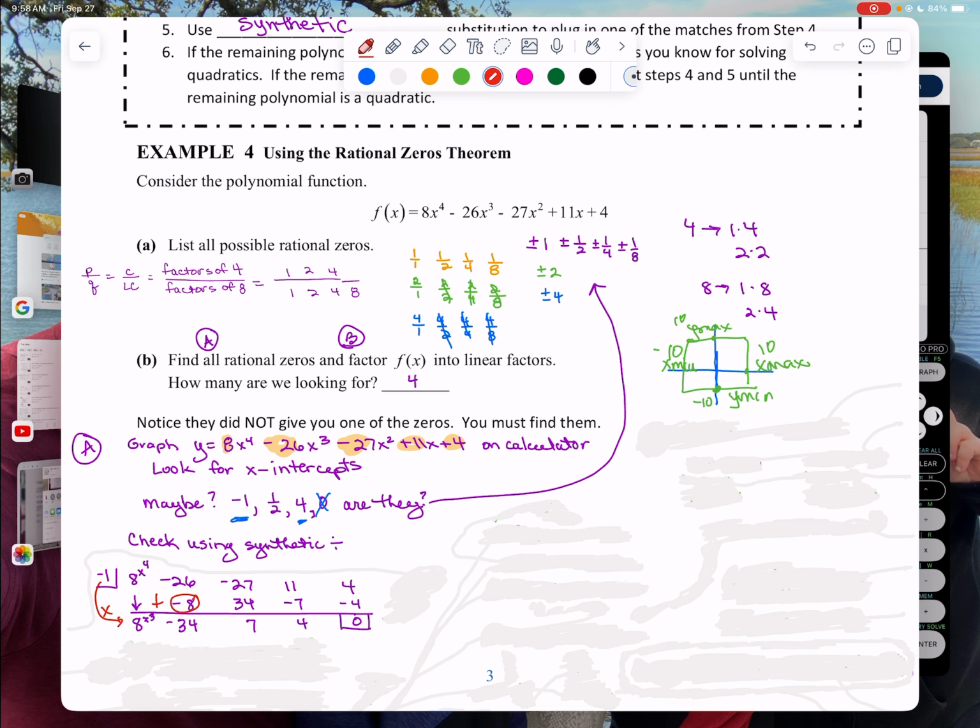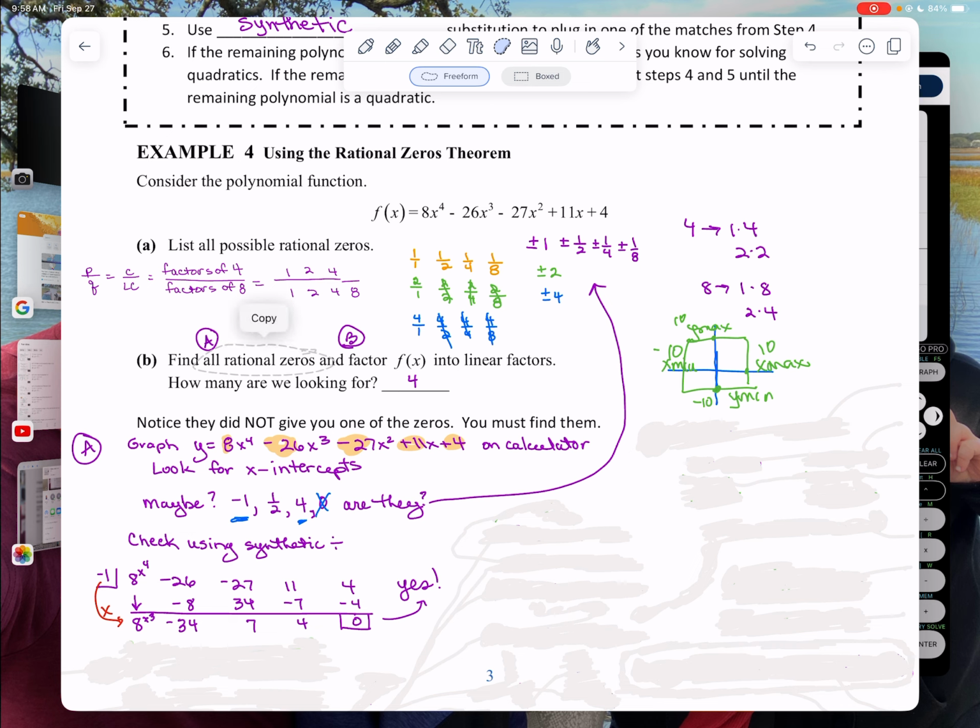Multiply and add. Remember, we wanted to get a 0 in that box, right? If you get a 0 in that box, then that means, yes, this guy is a solution. So we now know one of the zeros. That means we know a solution to that equation. I know an x-intercept. I know a 0. I know a root. Remember, all those mean the same thing. So they ask us specifically to find the zeros, okay? Find all the zeros.